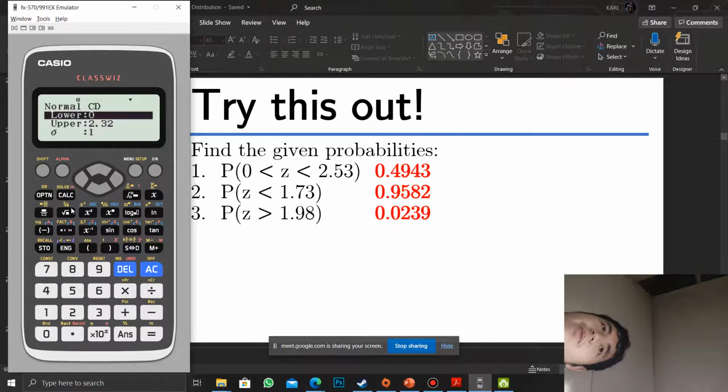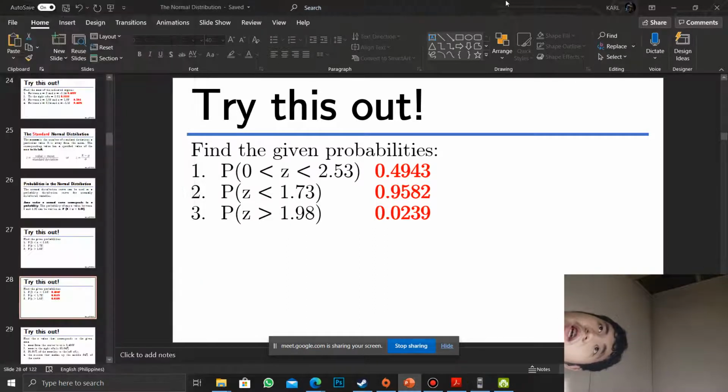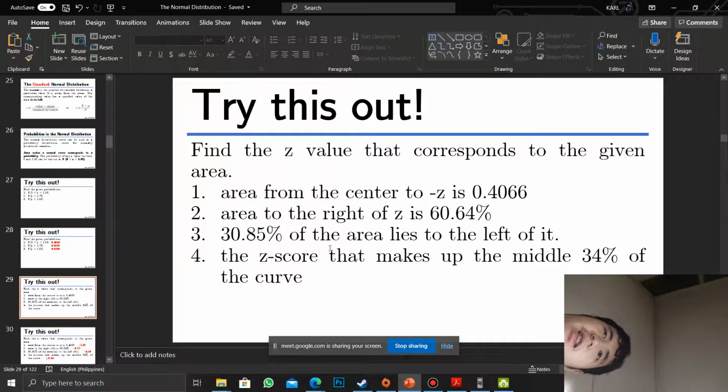7, 2, number 1, 0, 0, 2.53. 0.4943. Okay, next. Less than 1.73. 0.9582. There we go. And lastly, yung greater than 1.98. Yan, 0.0239. Okay, that's good. Sa mga nakakuha, good job. Okay, next. Find the value of z that corresponds to the given area, no? Paano naman to?